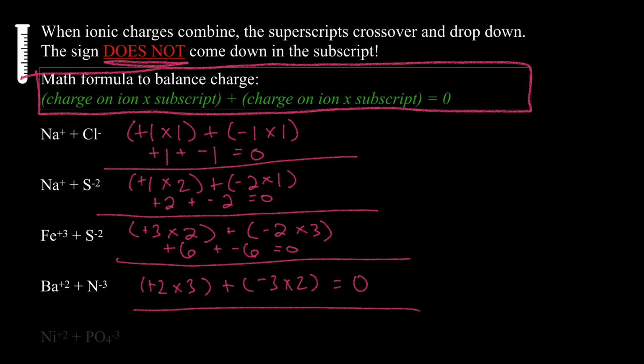Last one I'm going to show the math for: Ni2+ PO4 3-. Look, this even works for polyatomics. Let's go into the math. Positive 2 from the nickel times the 3 from the phosphate, plus negative 3 on the phosphate times the 2 from the nickel crossover, gives us plus 6 plus negative 6 equals 0. So now you can see the crossover method is justified with the math.